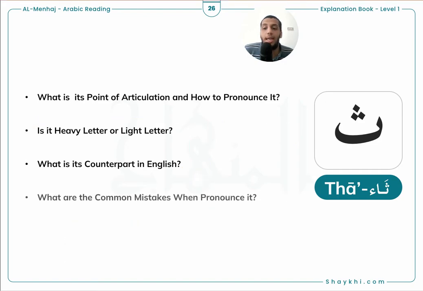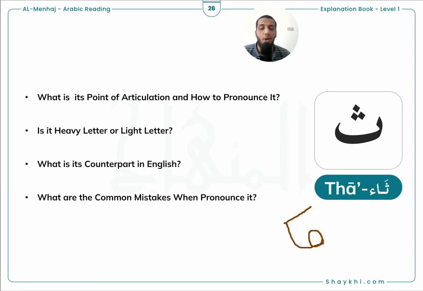Okay, the next point is what are the common mistakes when we pronounce letter th? Actually, one of the common mistakes when pronouncing letter th is making it like letter sin. Yes, making it like letter sin. Okay, so the question here, how does this happen? How is letter th converted to letter sin? This happens when you don't make the tip of the tongue touch the bottom edge of the upper two front incisors. When the tip of the tongue goes back, you will find letter sin.